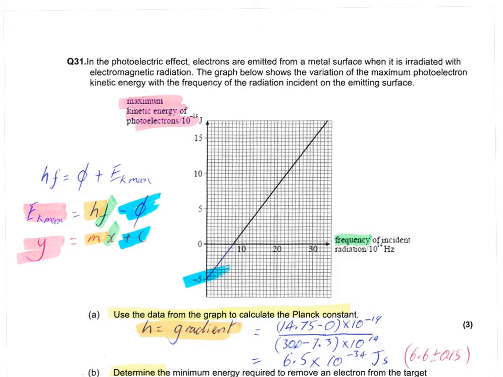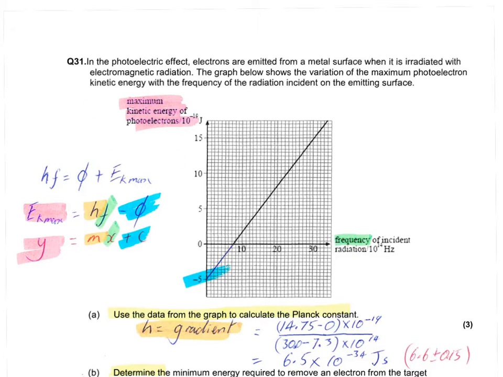And this is the Particles Homework Booklet question 31. So we've been given a graph of the maximum kinetic energy of photoelectrons against the frequency of the incident radiation. So there's the photon frequency, if you like, the light frequency. That's the photoelectrons, the emitted electrons, their maximum kinetic energy.